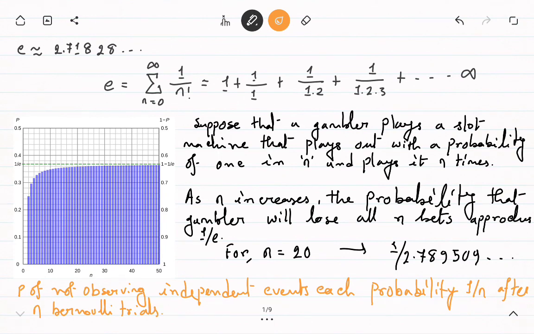As I was saying, each time the gambler plays the slots, there is a 1 in n chance of winning. So playing n times is modeled by the binomial distribution. So what I was saying is the probability of winning k times out of n trials.